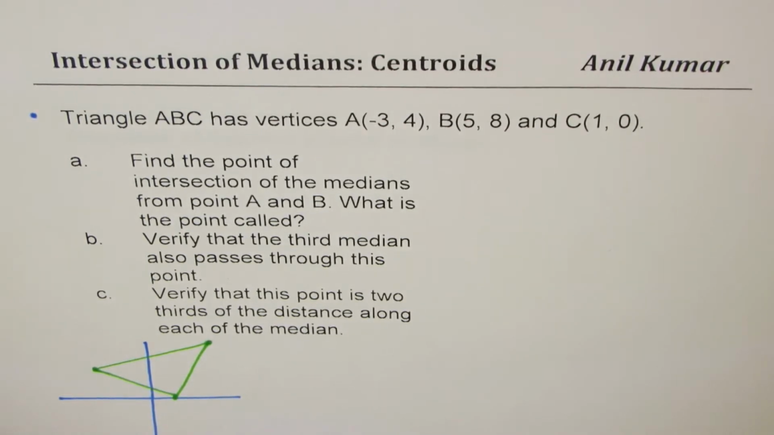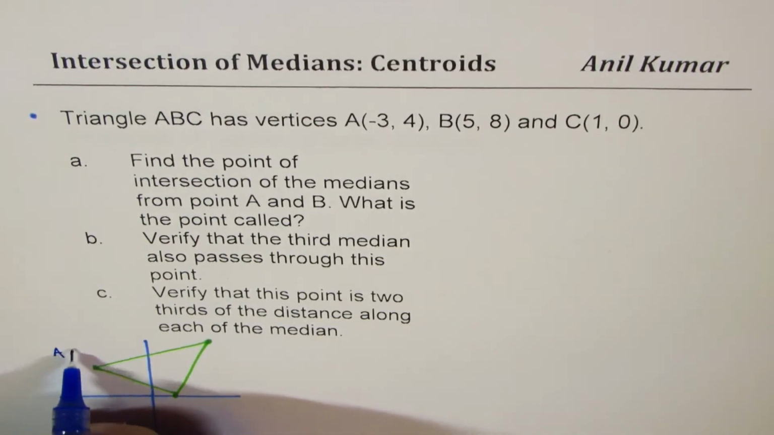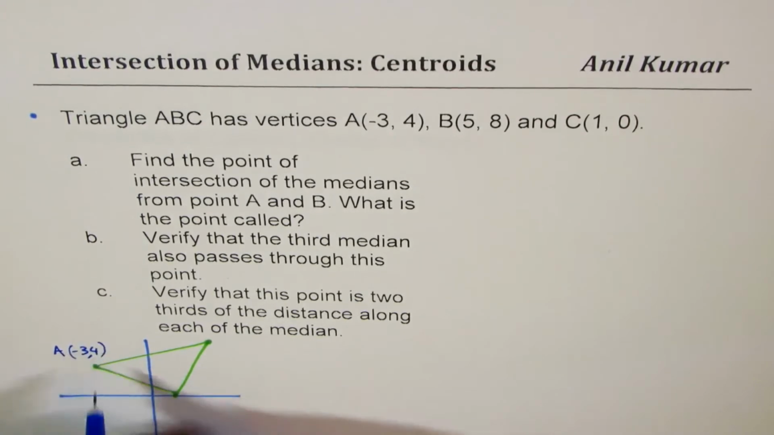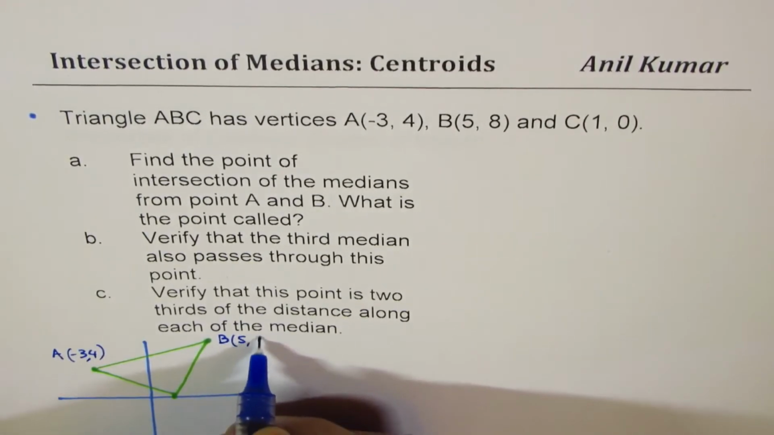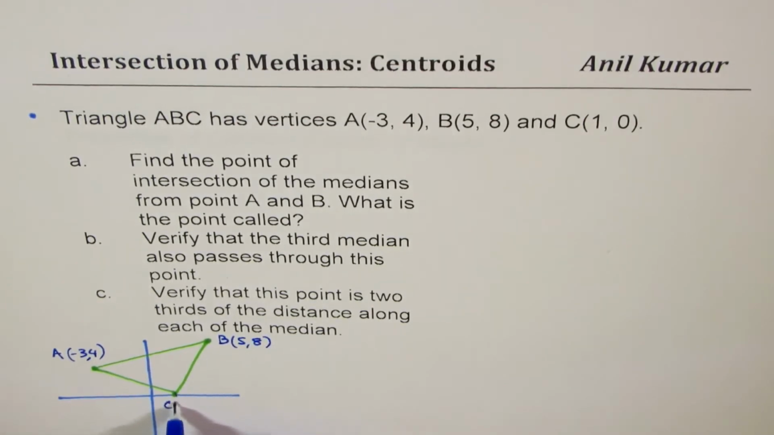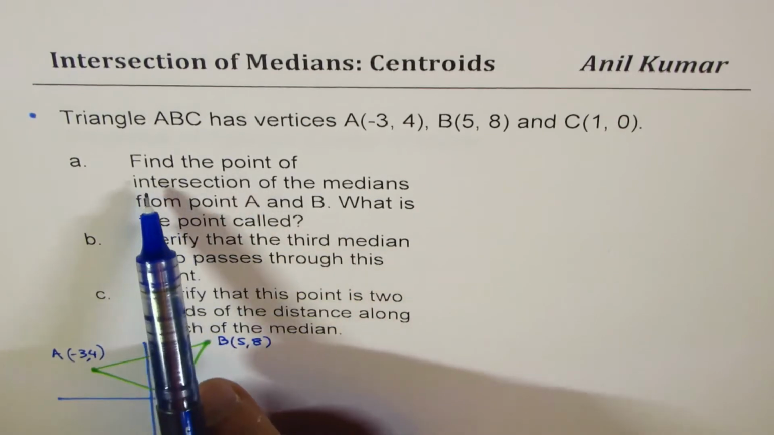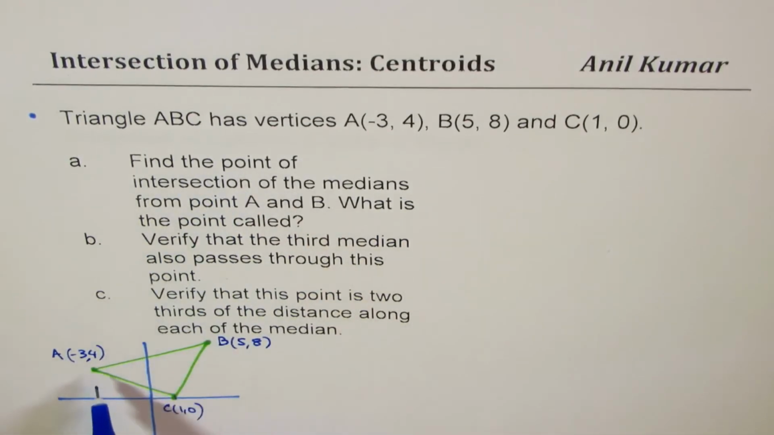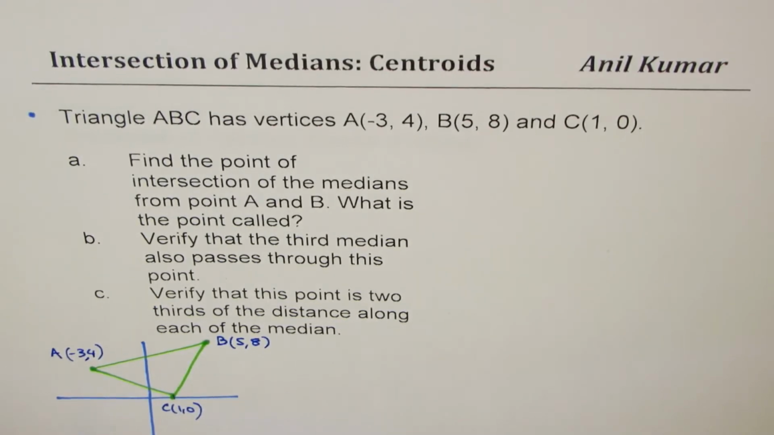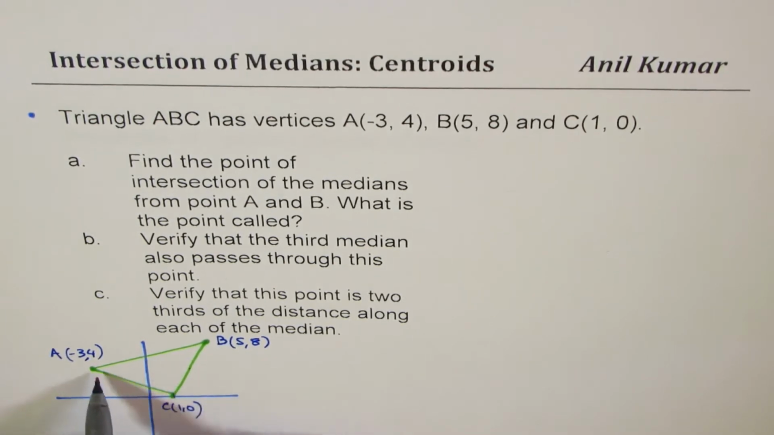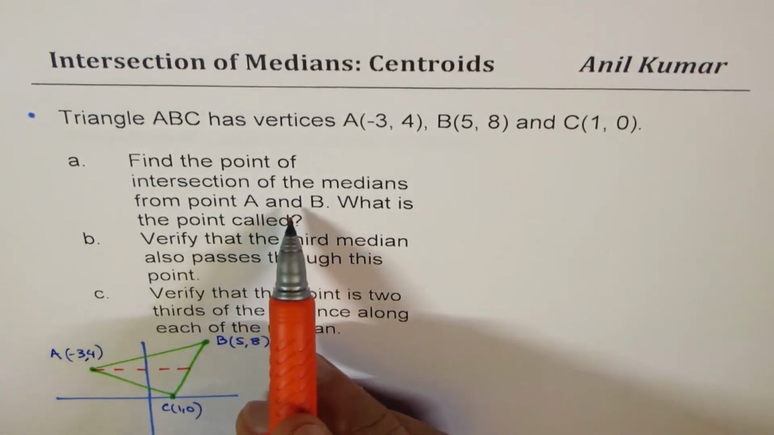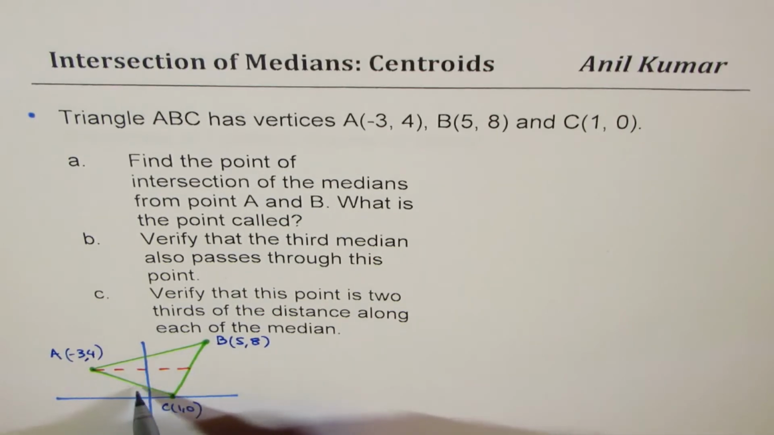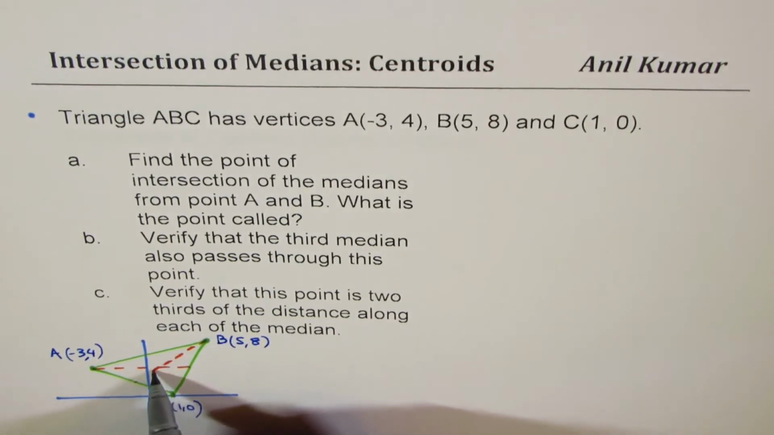Let me write down the coordinates of each point. So we have A, which is minus 3, 4. B, which is 5, 8. And C, which is 1, 0. Now we need to find the point of intersection of medians from point A and B. Medians are lines which connect a vertex to the midpoint of the opposite side, right? So for the first median from A, we have to locate the midpoint and then join. So that becomes the median. For the median from B, we have to locate the midpoint on this side and then join. So that becomes the median.